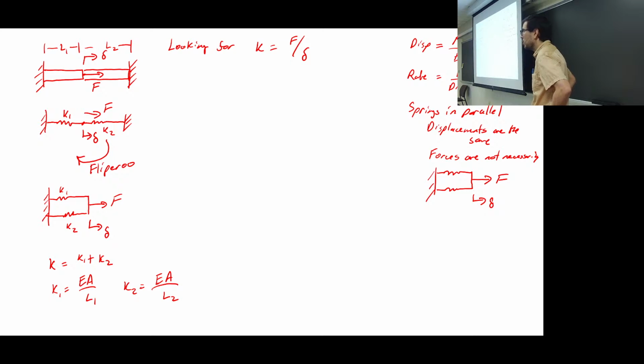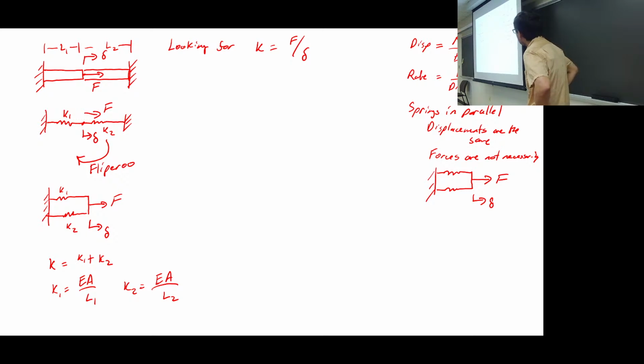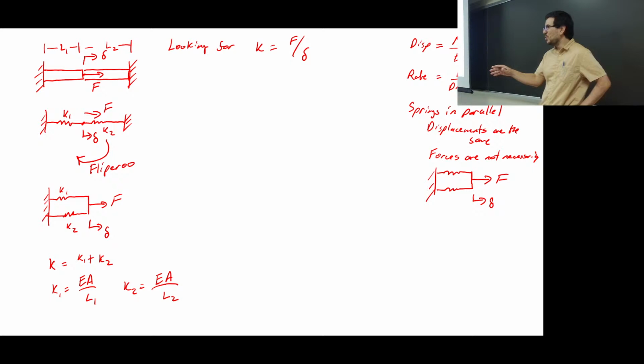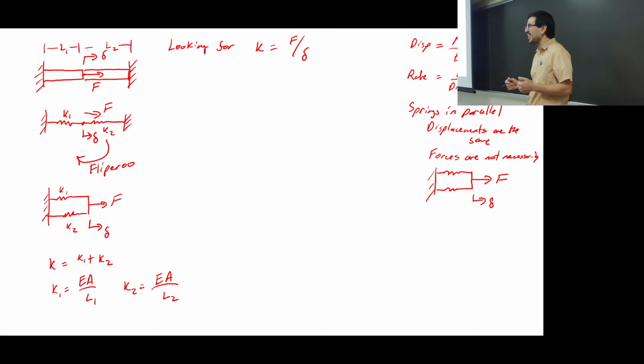Yes, Andrew. If the bar is made of the same material, can you, instead of doing L1 and L2, just combine the whole length as L1 plus L2 and then use the equation K equals EA over L? What do you think? I thought so. You thought so, right? And you sent me the message, and what did I say?